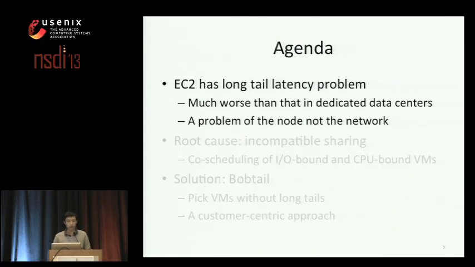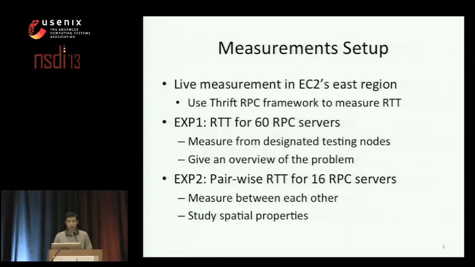Now let me start with a demonstration of the long-tail problem in EC2, using our large-scale measurements. Here's how we did it. All our experiments were done in EC2's east region. Instead of using raw socket measurement, in our experiments we use an RPC framework called Thrift, thanks Facebook, to measure the amount of time it takes the RPC client to get an answer from the RPC server. We believe that will give us a better understanding of application-level performance.